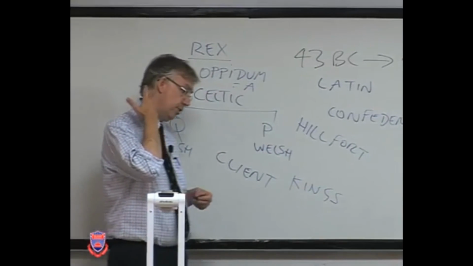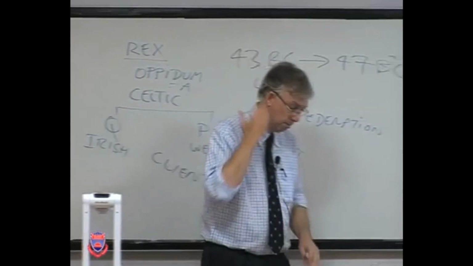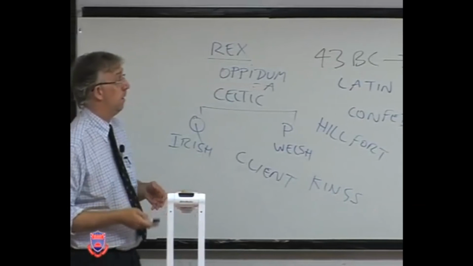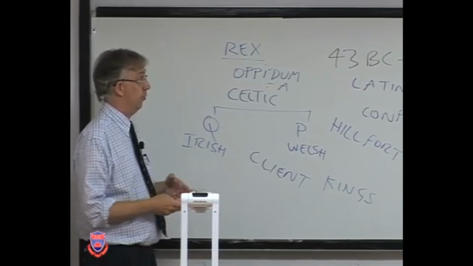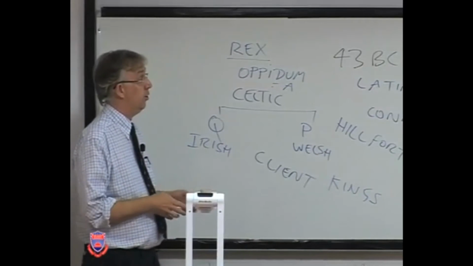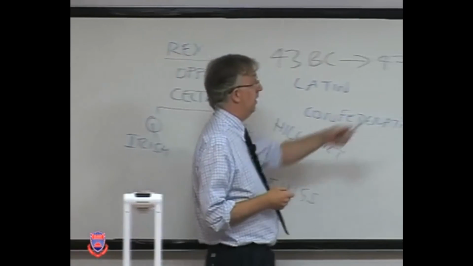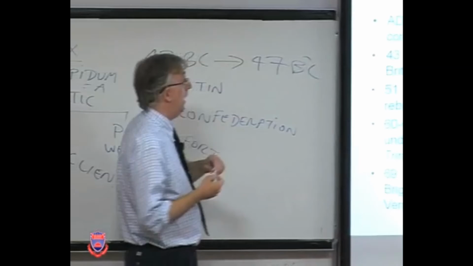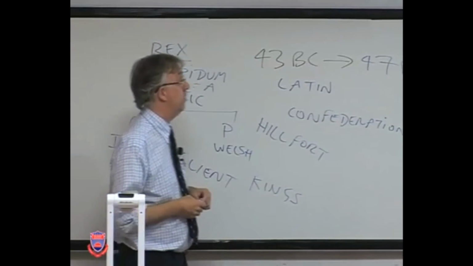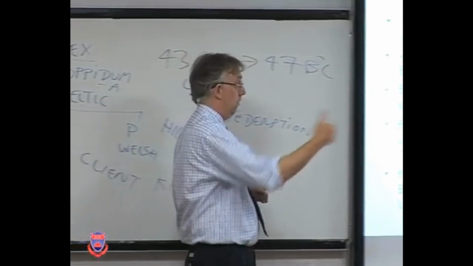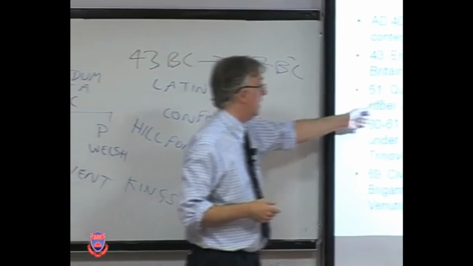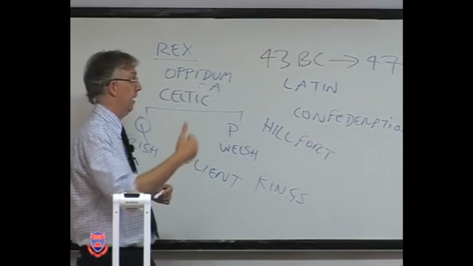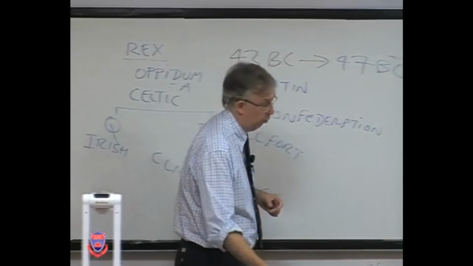There was some resistance to the Roman presence, of course, among the Britons, and some working with the Romans as well. Inevitably, this was not a unified region. So, for example, in 51 AD, Queen Cartimandua, who at that point was working with the Romans, gave up the rebel leader Caractacus to the Romans. That was an important stage in building up Roman power.